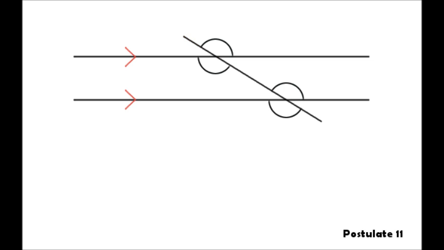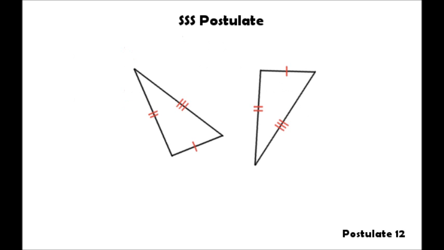Postulate 11 says the same thing as Postulate 10, but in reverse. If a transversal cutting through 2 lines creates congruent angles, this proves that the lines are parallel. Postulate 12 is also called the SSS, or side-side-side postulate. If 2 triangles have 3 pairs of congruent sides, the triangles themselves are congruent.